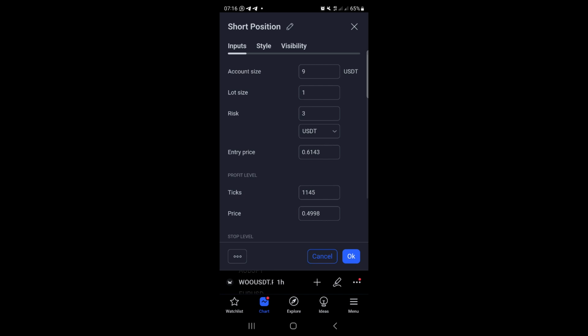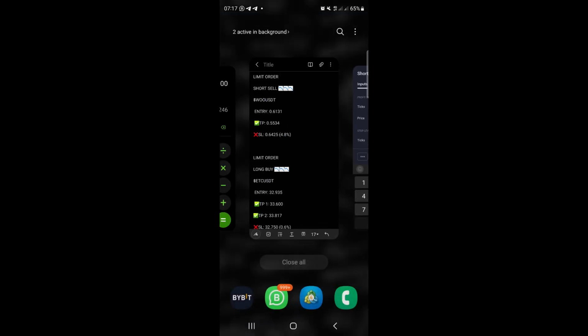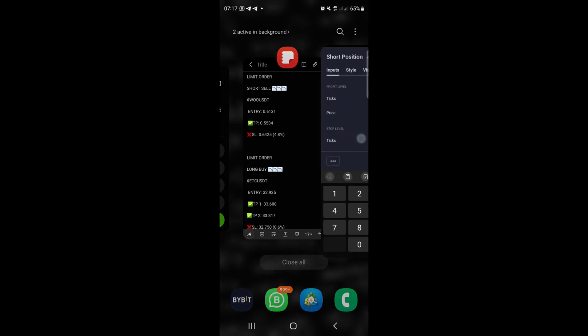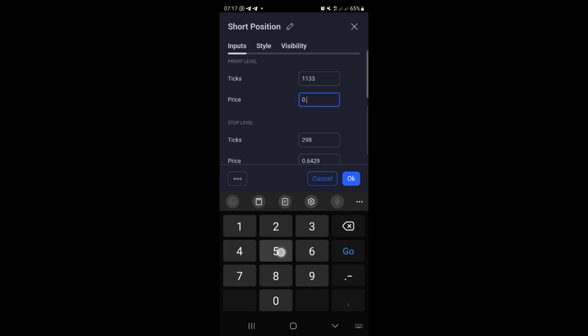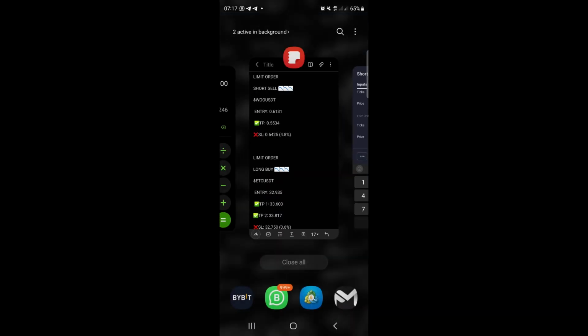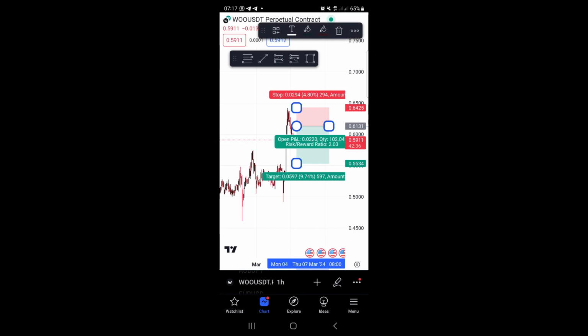So first what you want to do is your entry, which is 0.6131. Don't forget that your profit on that trade, the take profit, was 0.5534. We're going to put it there. And your stop loss was 0.6425. Let's check to confirm. Stop loss 0.6425. Let's click OK. So it automatically aligns your short position diagram to fit the figures that you enter.